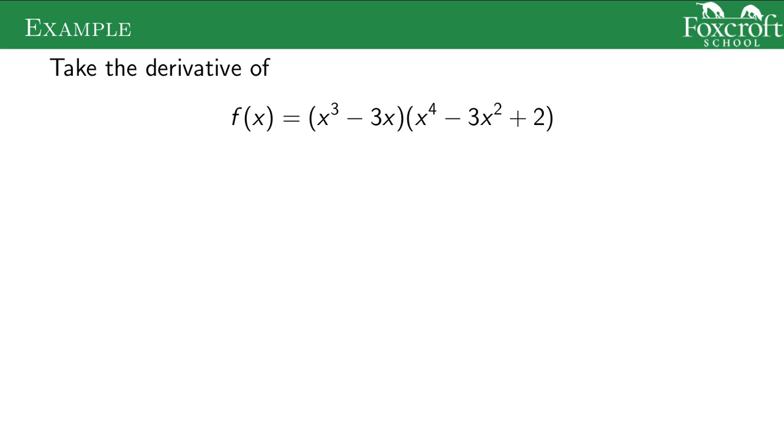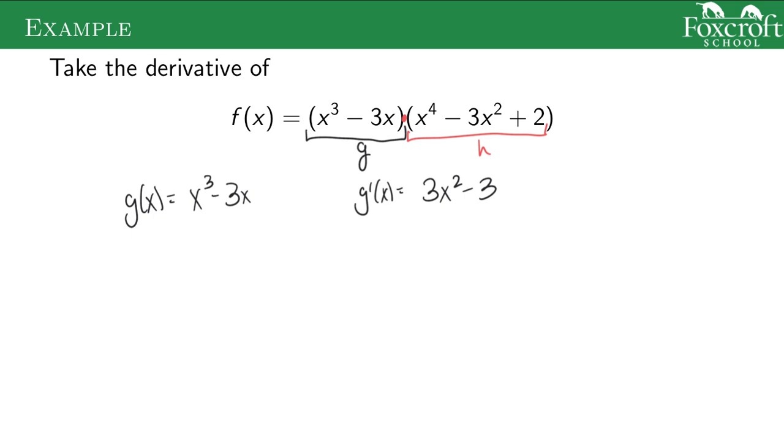Here we're going to take the derivative of this function. Again, you see, especially with this parentheses here, that's a clear sign there's going to be a multiplication between these two separate things. So again, let's call this first one g, and the second one h. So g of x is the first function, x cubed minus 3x. And g prime of x is the derivative of that. It's going to be 3x squared minus 3. Again, just using the power rule for these individual derivatives, but we use the product rule for the whole thing. h of x is these four terms. And h prime of x is 4x cubed minus 6x plus 0.